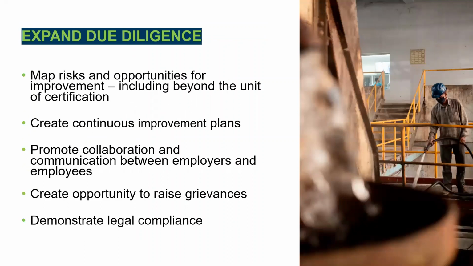The other area, as I mentioned, is expanding due diligence, so mapping risks and opportunities for improvement, including beyond the units of certification, creating continuous improvement plans. As I mentioned, a lot of those management system approaches that we are applying now to several different indicators enable continuous improvement. It has the objective as well of promoting collaboration and communication between employers and employees, so enabling that workers and worker organizations have a say and they are heard, and there are systems in place to address grievances, for example. So this is really important and part of this criteria on grievances and employer and employee relations.